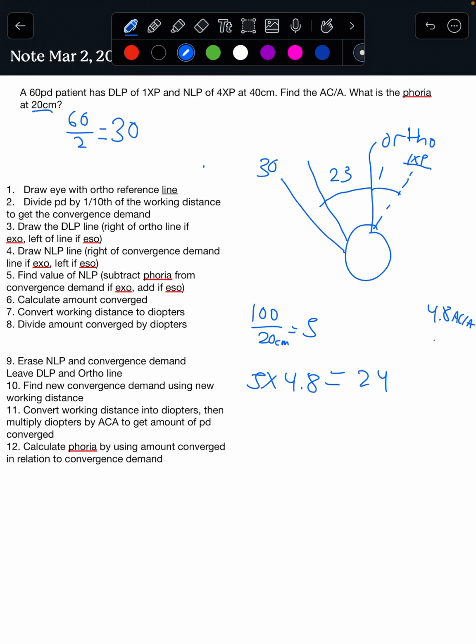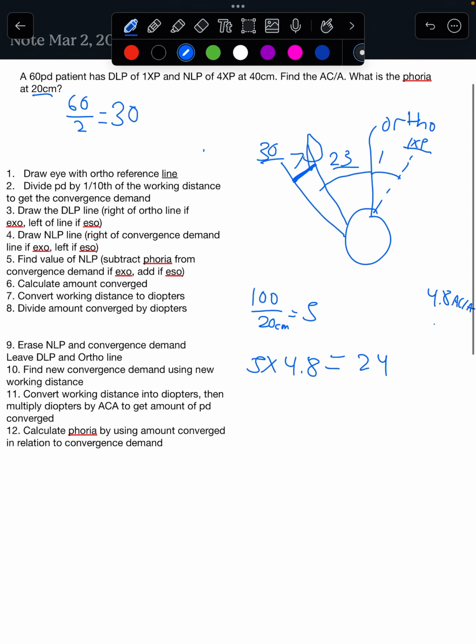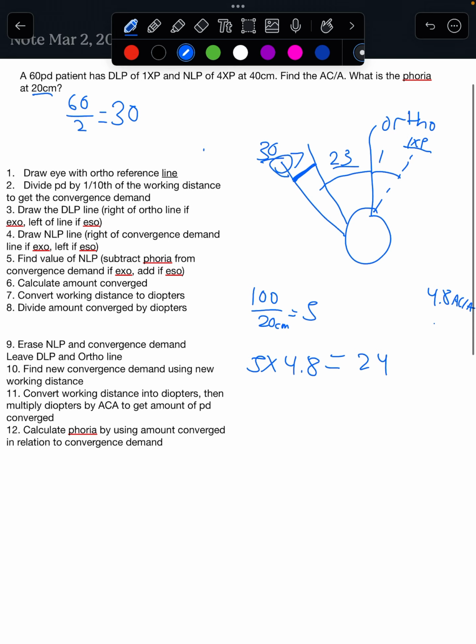So now to figure out the Phoria, we just need to know this line in reference to this line. So basically, what is this space right here? And so if this is 30, if this is 23, then the difference is 7. And since this line is to the right of this line, it's further from the nose, which means it's exo. So the final answer would be 7xp.